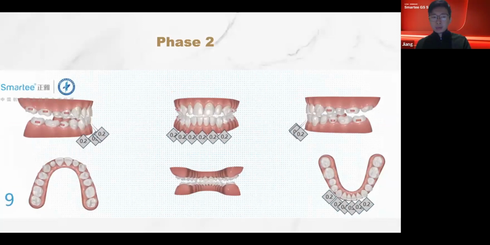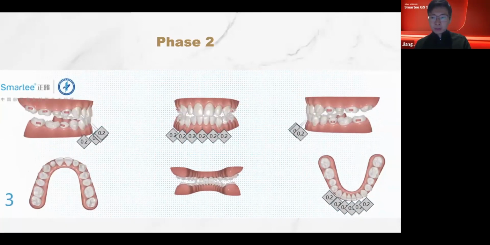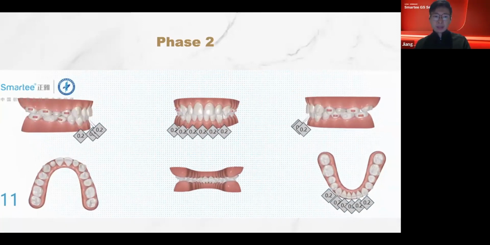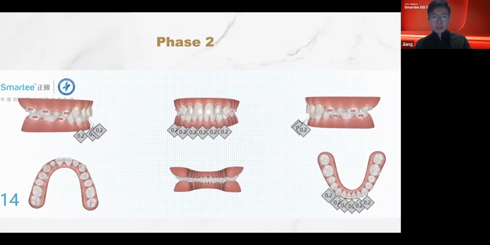And we can see how to build the intercuspation. We intrude the lower incisors and extrude the molars simultaneously. Why can we do that? Why don't we need a stage to intrude the incisors first and then extrude the molars? Why do we not need that?